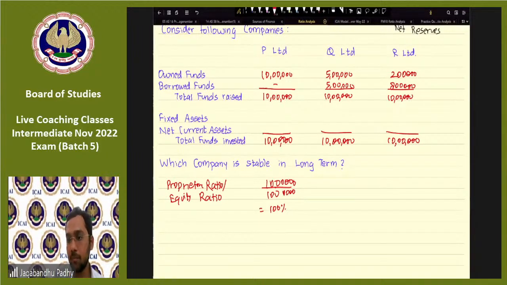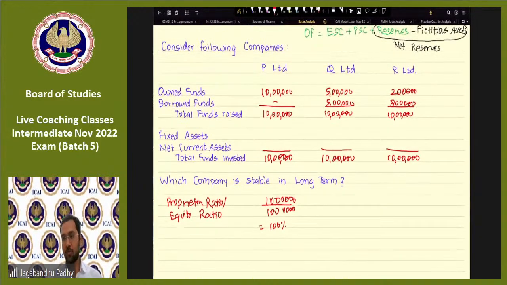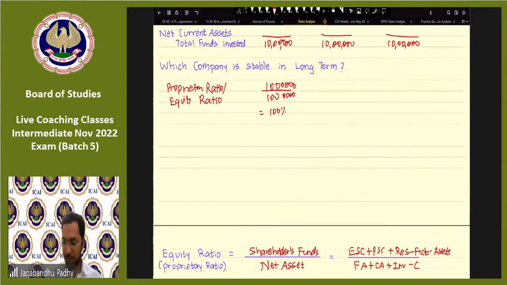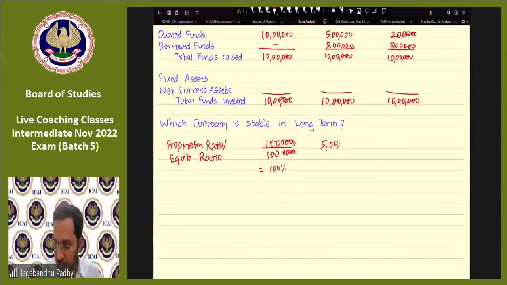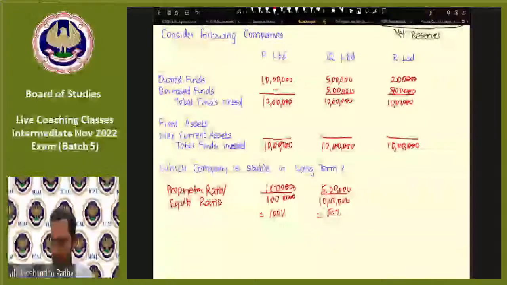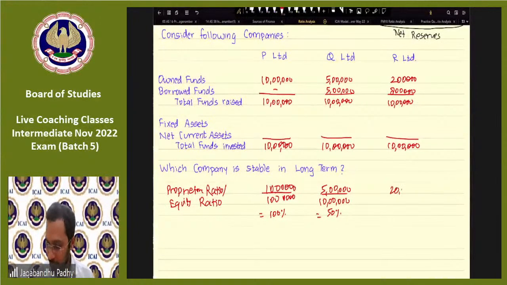What about Q and R? Understand the proprietary ratio formula that we have: the shareholders fund or the owned funds divided by net assets. Net assets is fixed asset plus current asset plus investment minus the current liability. Tell me what's the equity ratio for Q Limited? Can I say it's going to be 5 lakh owned funds over net assets of 10 lakh, which is 50%, right? And what about for R? For R, it is just 2 lakh out of 10 lakhs. So that works out to be 20%, right?